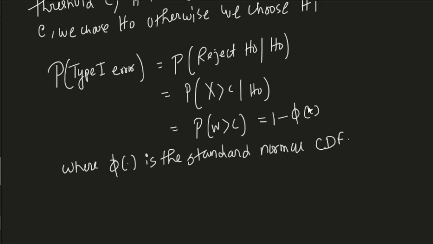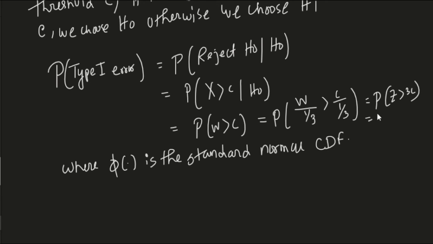Actually, not phi, it's 3c, because I'll explain why. It should be like this. W has a variance of that, so we have to divide both sides by the standard deviation, which is this, and only then W times 3 is a standard normal variable, and then we can write probability of Z greater than 3c. This equals 1 minus phi of 3c, right?